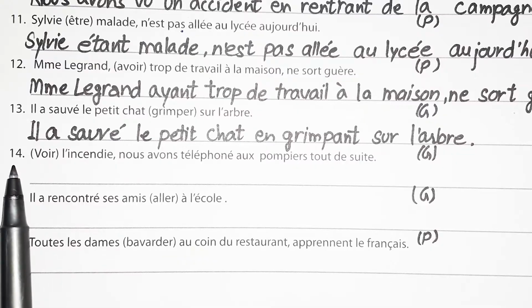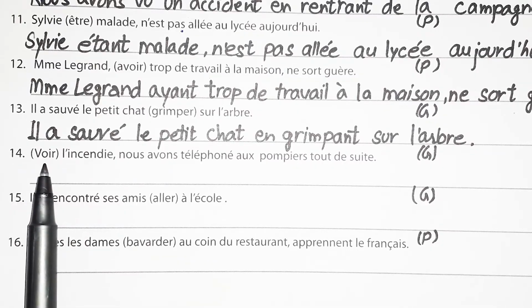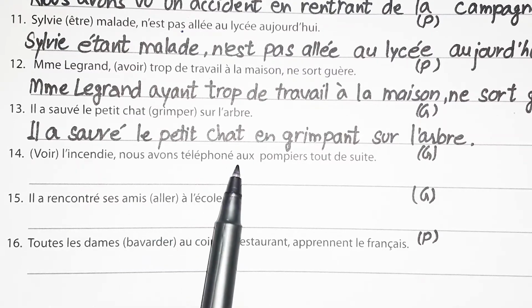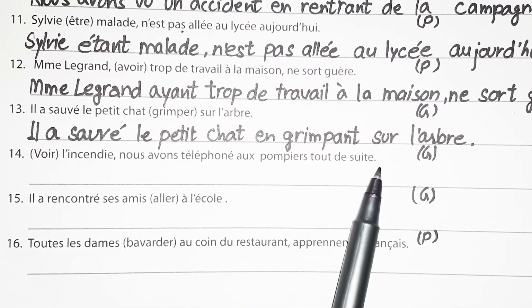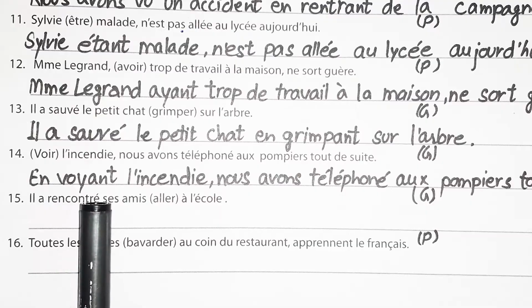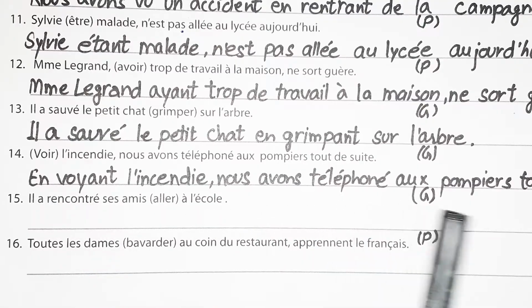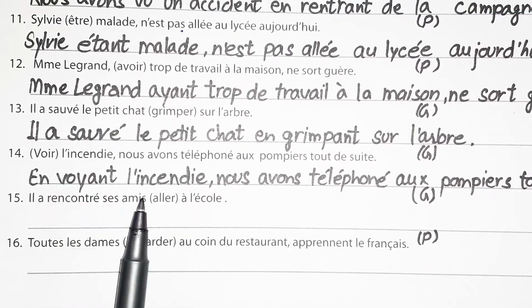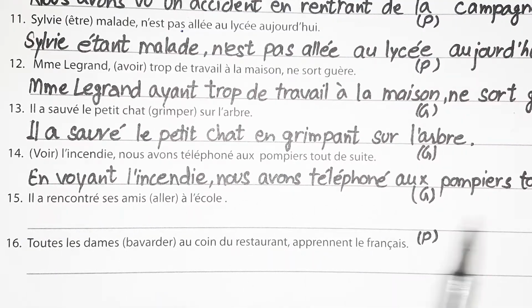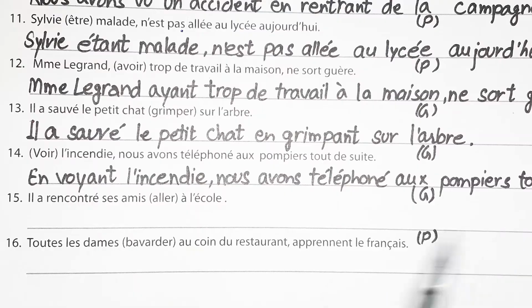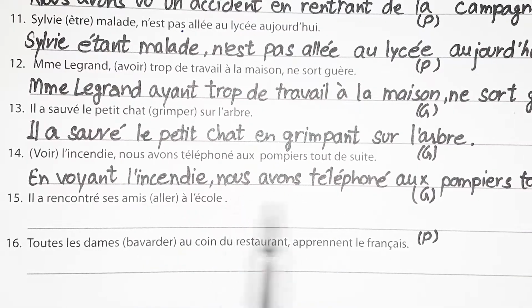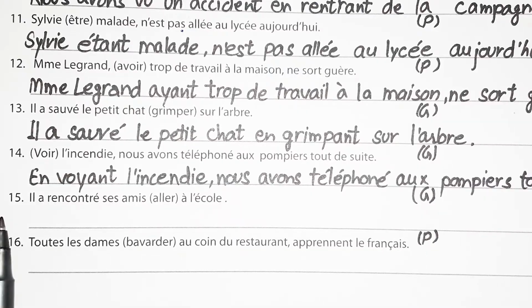Now the next statement is voir is the verb. L'incendie. Nous avons téléphoné aux pompiers tout de suite. En voyant l'incendie, nous avons téléphoné aux pompiers tout de suite. Seeing the fire, we called the fire department right away. So it means both the actions are done by the same subject, nous. So we'll use gérondif.